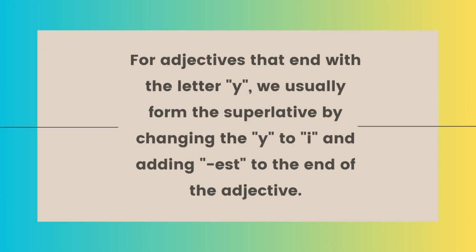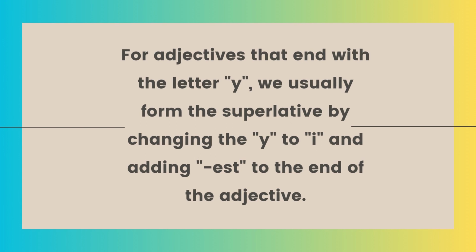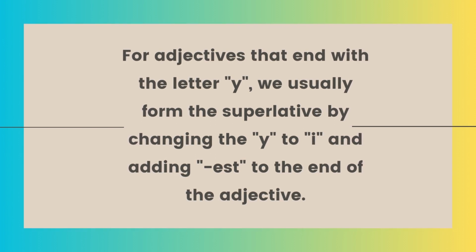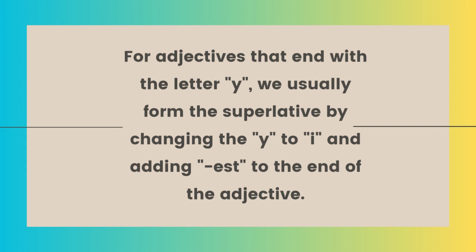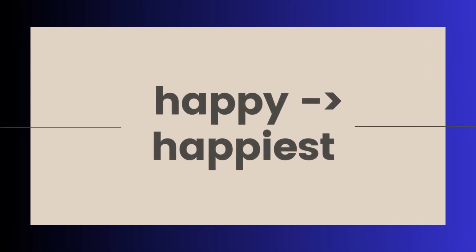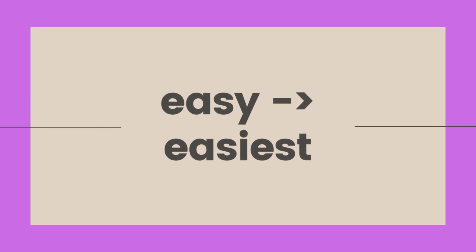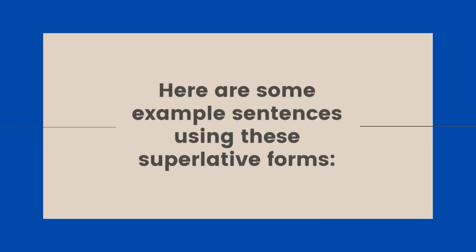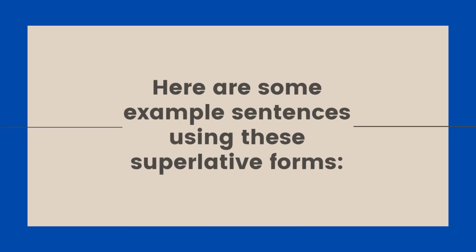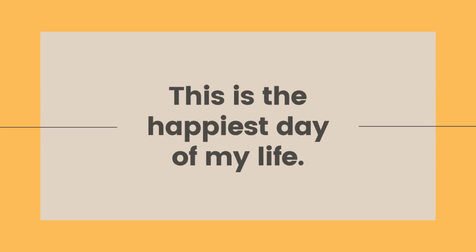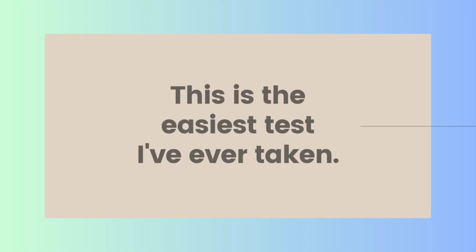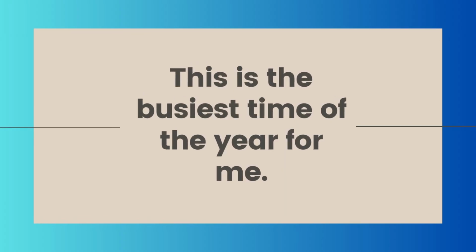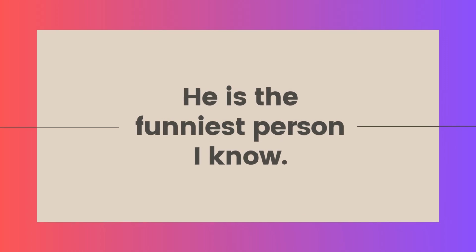For adjectives that end with the letter Y, we usually form the superlative by changing Y to I and adding est to the end of the adjective. For example, happy, happiest. Easy, easiest. Busy, busiest. Funny, funniest. Here are some example sentences using these superlative forms. This is the happiest day of my life. This is the easiest test I've ever taken. This is the busiest time of the year for me. He is the funniest person I know.